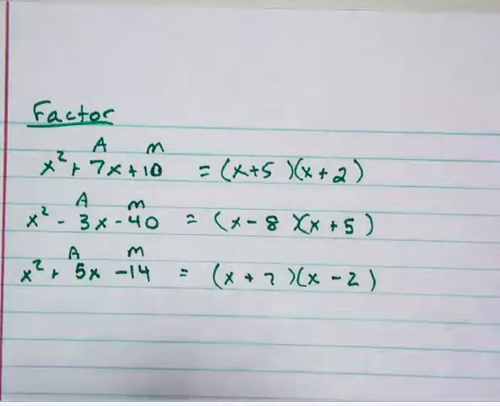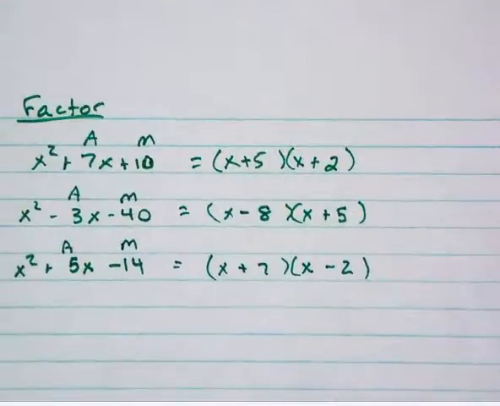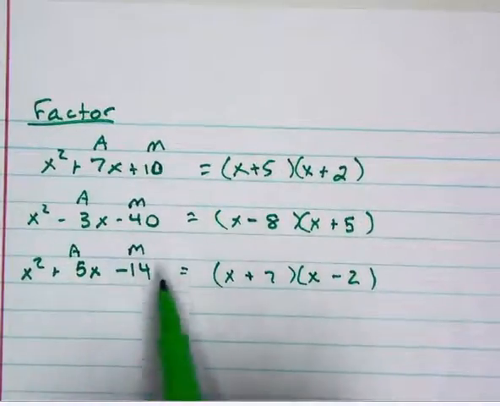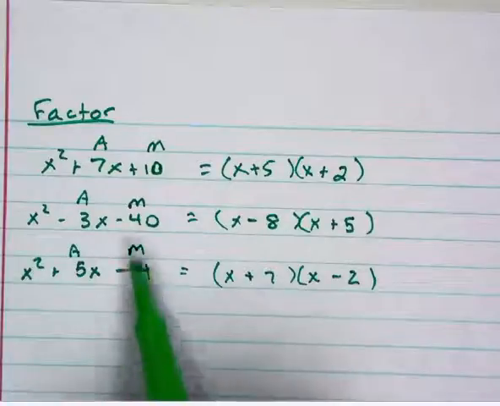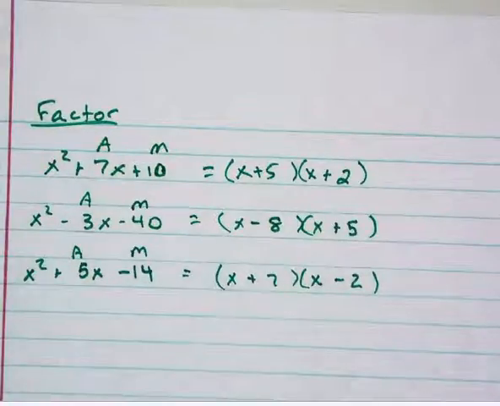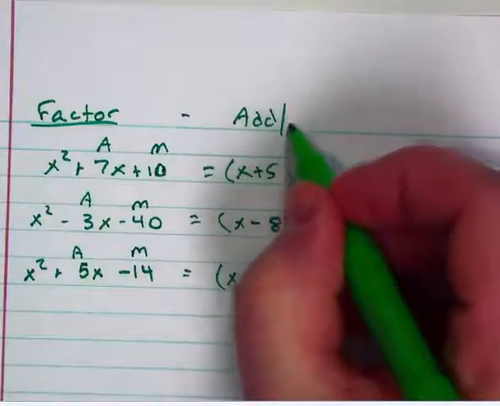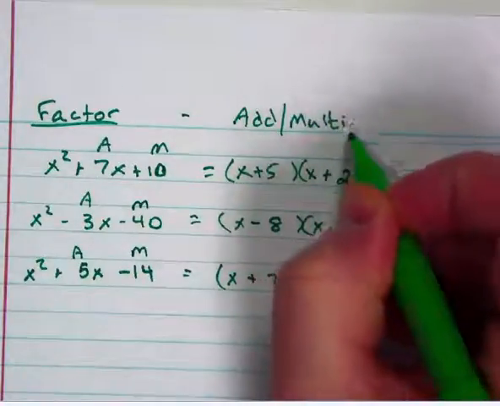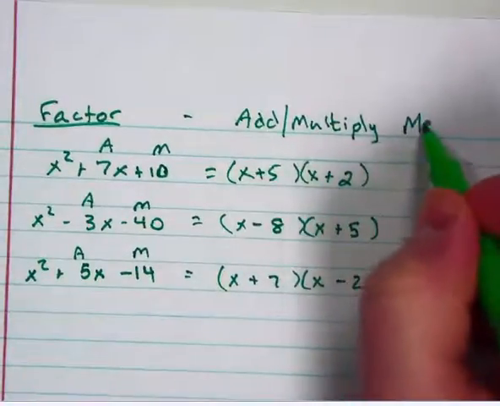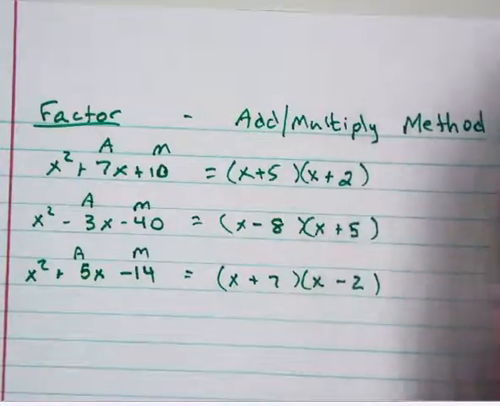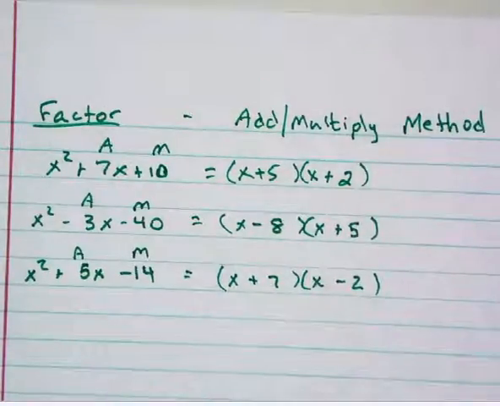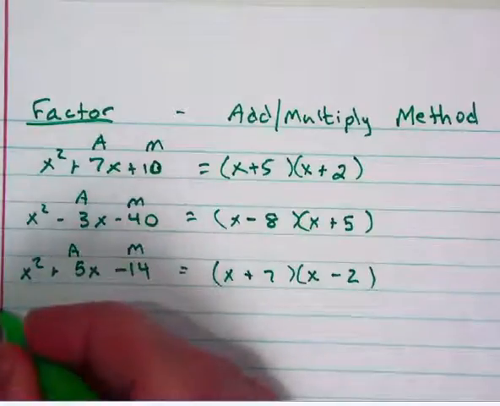If you look carefully at what this is, every time we're looking for numbers that multiply to the last number, otherwise known as C, and combine to the middle number, known as B. So we're going to call this the add multiply method. Okay? Now, that's review. That's the old stuff.